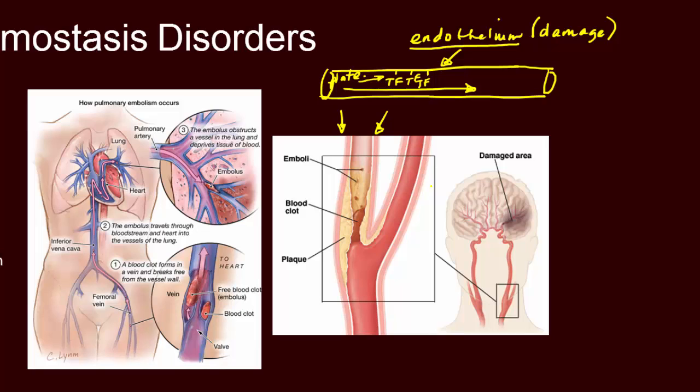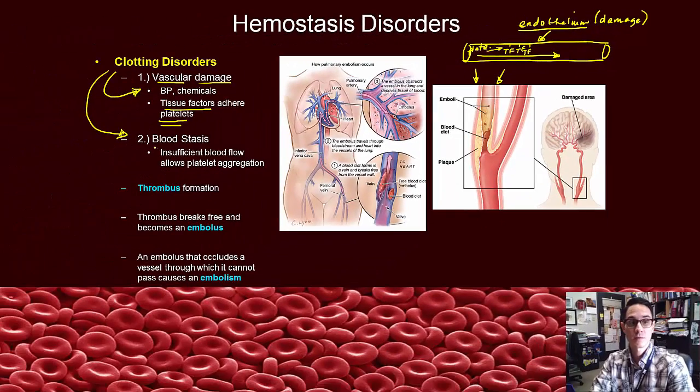Okay, another hemostasis disorder that we want to talk about is blood stasis. So it's important that we keep our blood flowing well through our blood vessels, because if we allow that blood to sit in blood vessels and it doesn't flow well, some of these clotting factors and platelets can start to go through these clotting steps, okay? And platelets can aggregate.